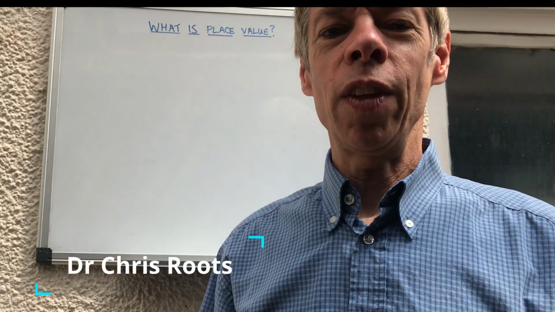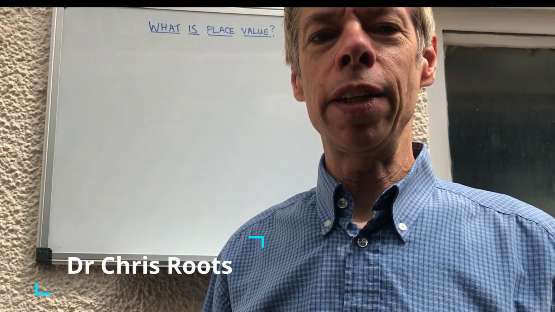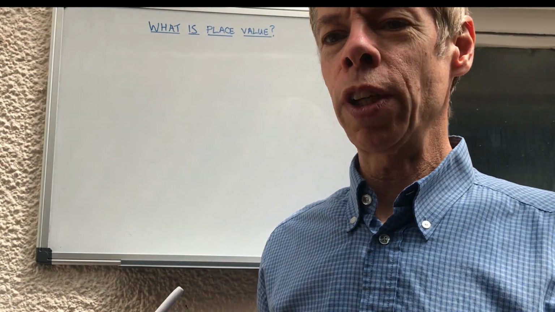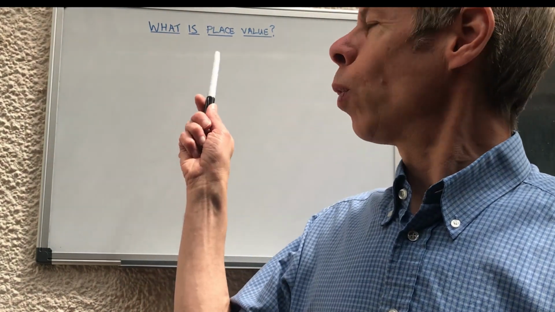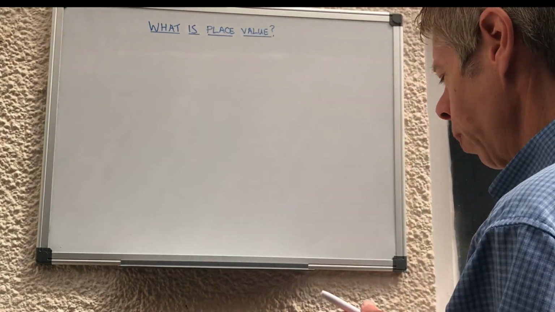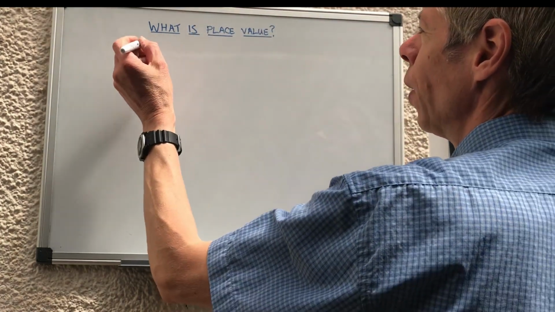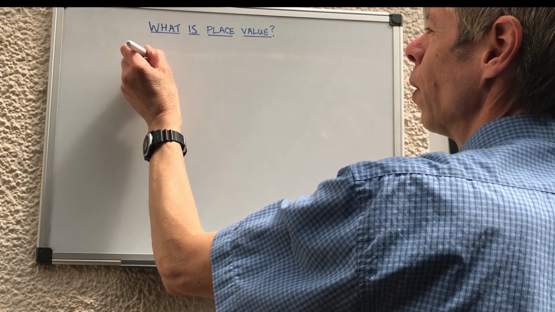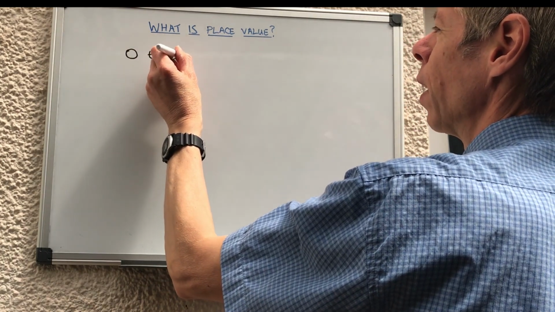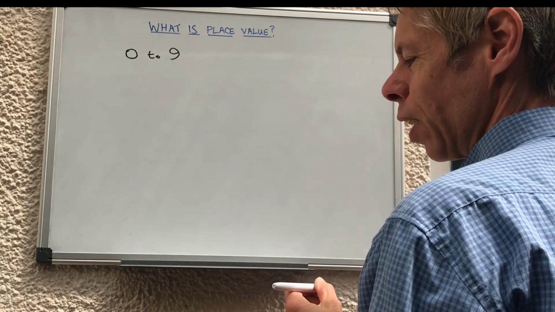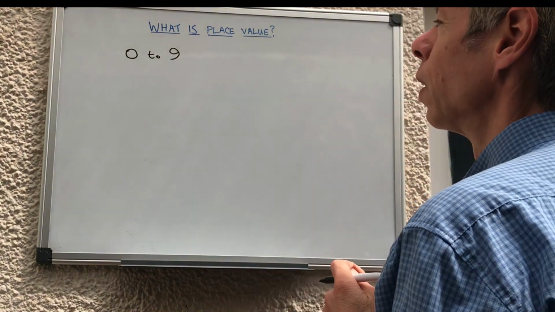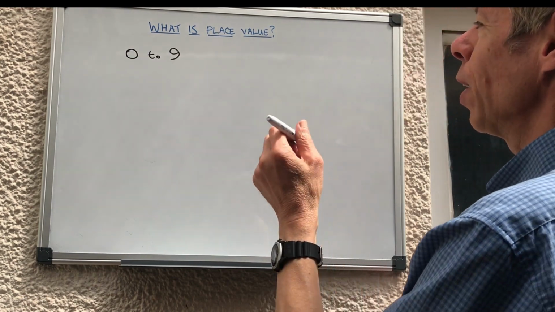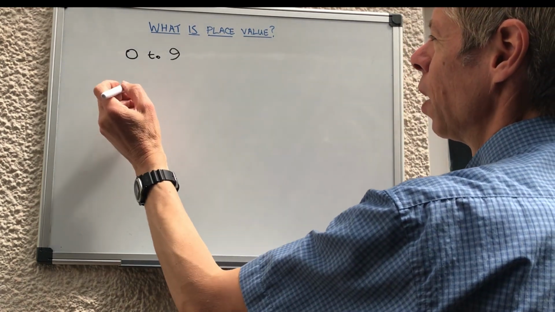Hello everybody, this series is about place value and decimals, and in this first video we're going to try to answer the question, what is place value? Okay, so what is place value? Place value uses the integers from 0 to 9, and depending where they are on a sort of spectrum is how much value they have.